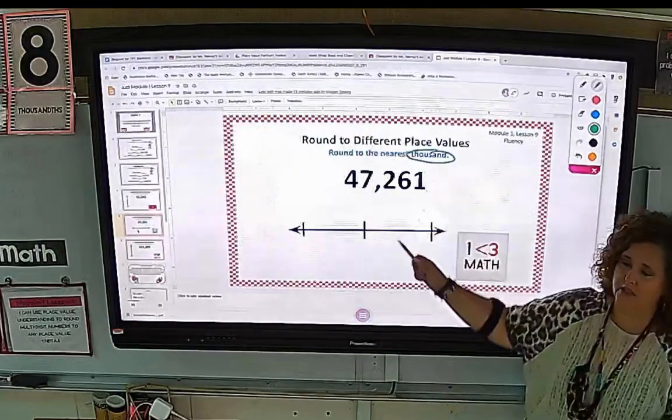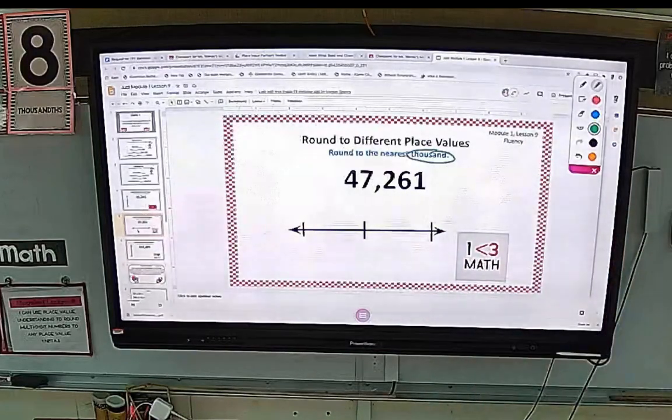But right now I'm going to let you totally choose. Okay, this is your problem to work. Draw a number line if you want a number line. If not, work it the other way. We'll go over it in just a second.